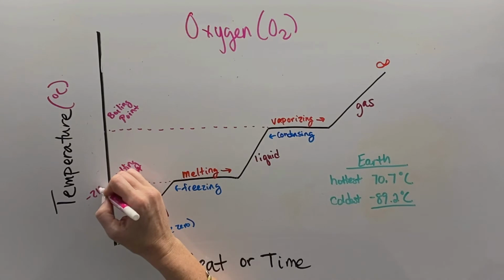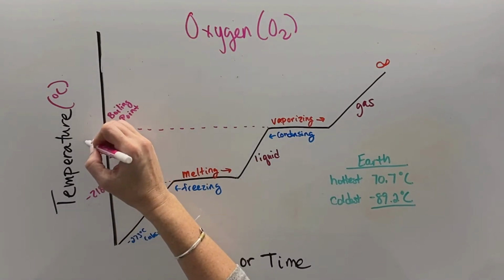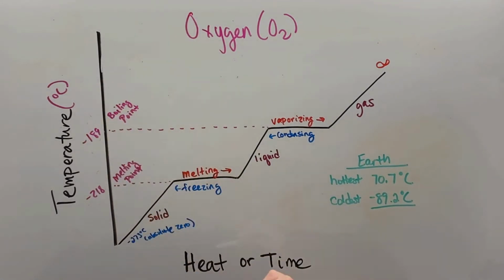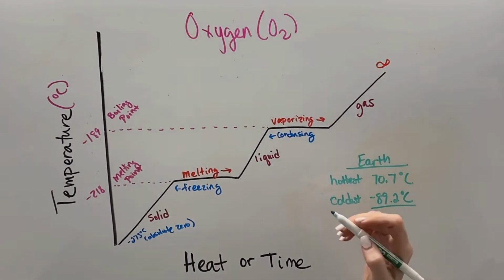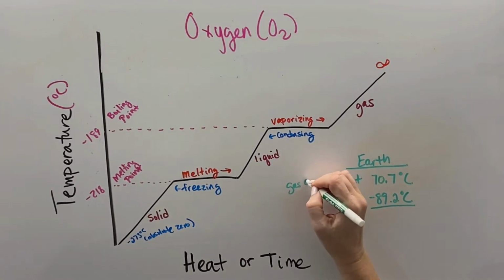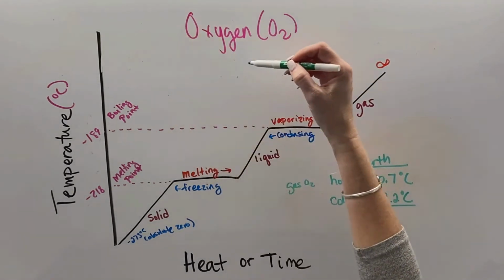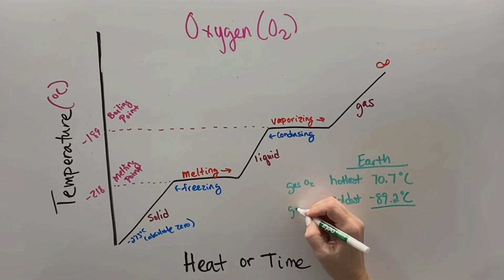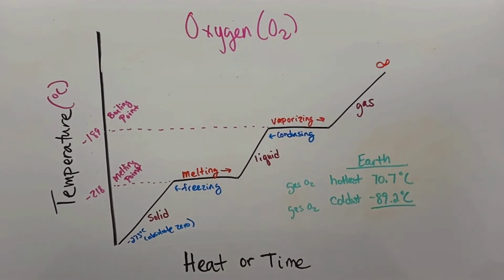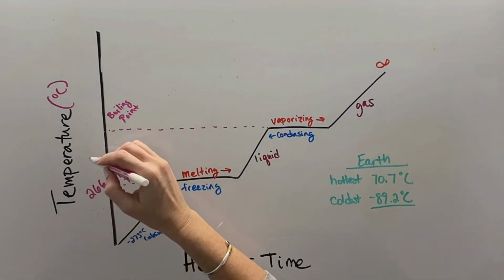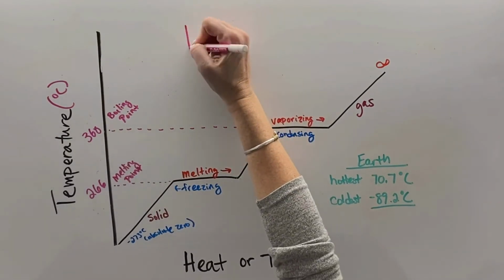So oxygen has even colder melting and boiling points. We have negative 218 for melting point and negative 189 for a boiling point. So because the coldest and hottest temperature here on our planet is actually above the melting and boiling points, oxygen is always in gaseous form on the planet Earth, which means no matter where we go on Earth, we are always able to breathe the oxygen here, which is good news. If it was colder than negative 189, there would be pools of oxygen laying around, and then colder than the melting point, we would have solid chunks of oxygen.